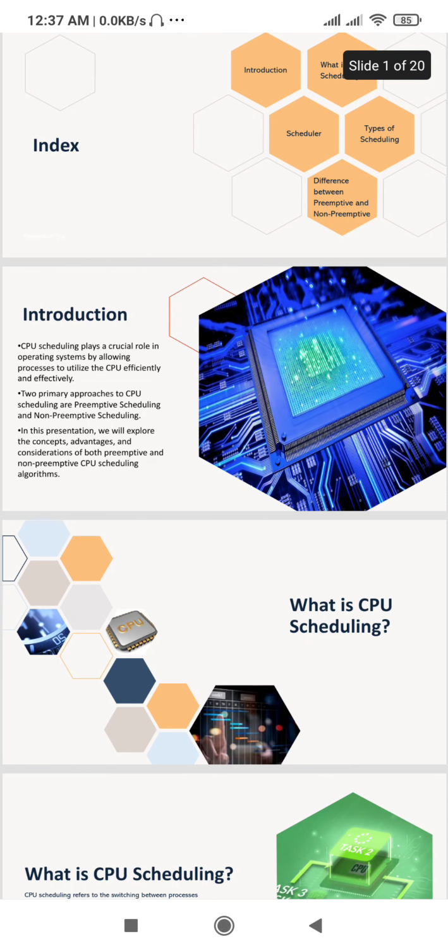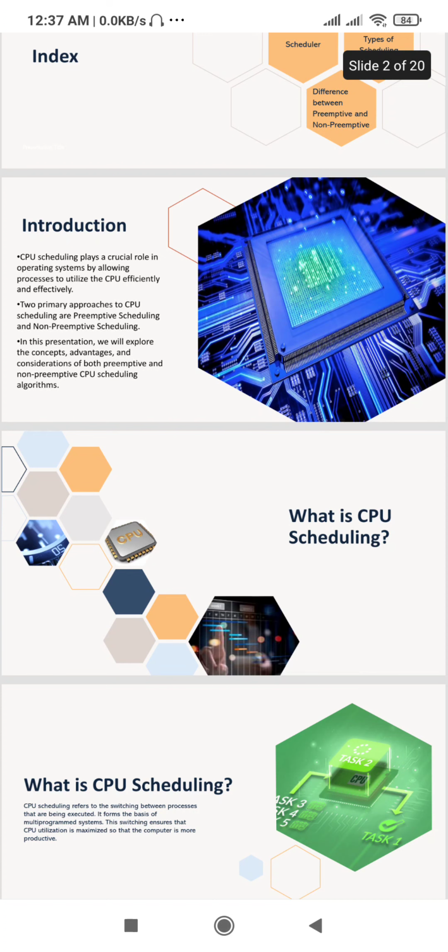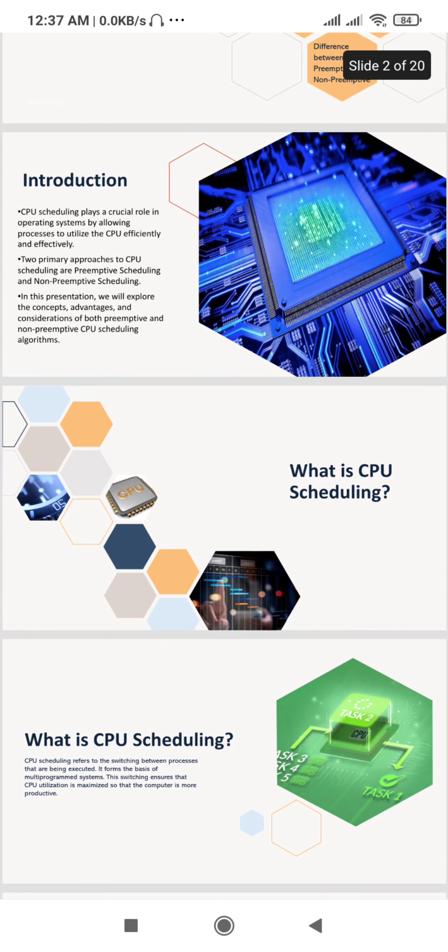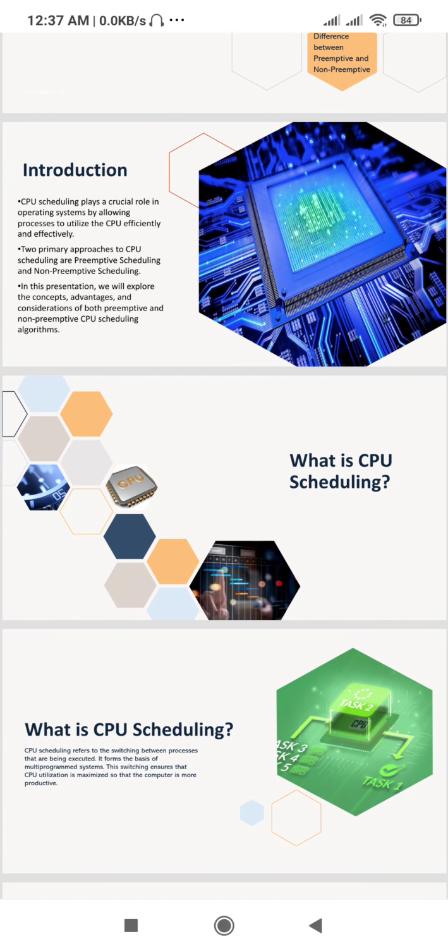So my topic is CPU scheduling, preemptive and non-preemptive. CPU scheduling plays a crucial role in an operating system by allowing the processor to utilize the CPU effectively, and two primary approaches to CPU scheduling are preemptive scheduling and non-preemptive scheduling.